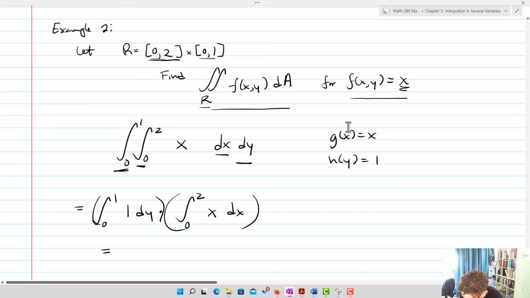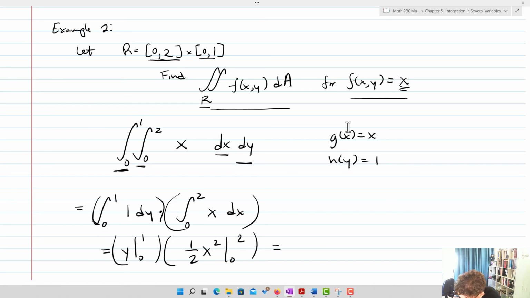This is just going to end up being y evaluated from 0 to 1, and then we'll multiply that by 1/2 x squared evaluated from 0 to 2. So this ends up giving me 1 times 1/2 times 4, which is just going to equal 2. That's the value for our integral. See? A lot easier that way.